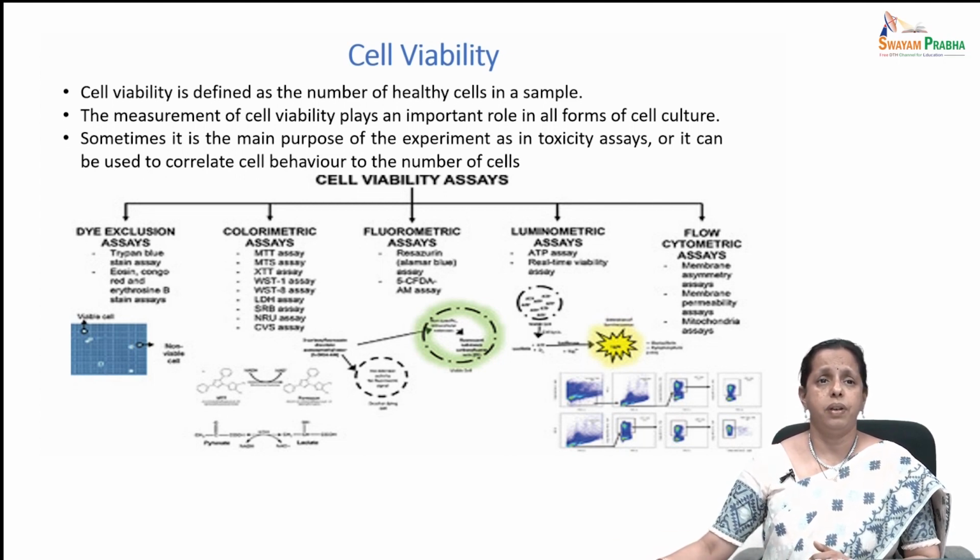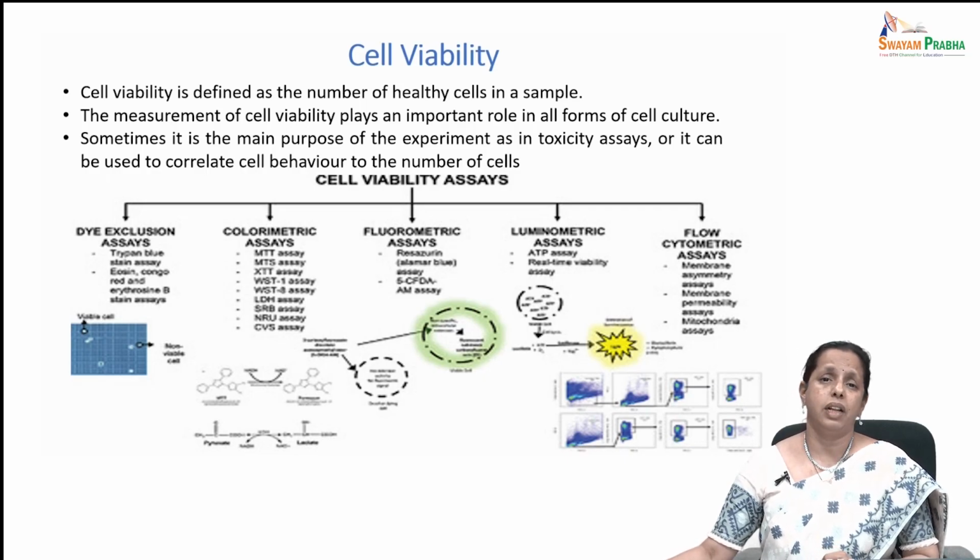So we have, importantly, the trypan blue stain assay, the eosin and Congo red assays, where you can measure viability. This is a very important, key basic experiment in cell biology, where the dead cells take up the trypan blue and the live cells don't take up the trypan blue.